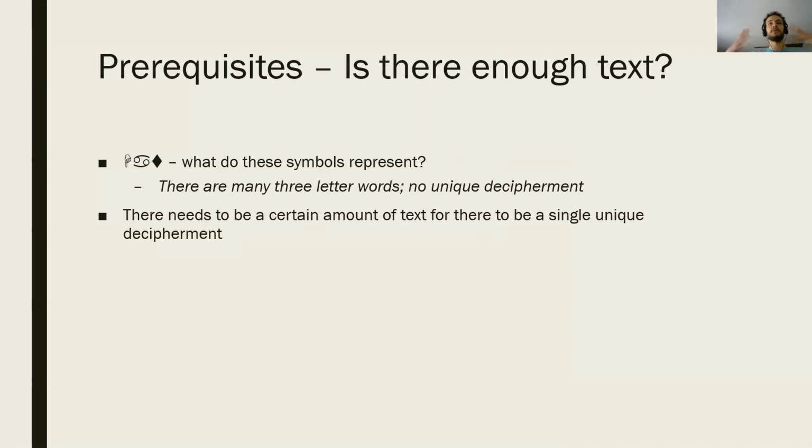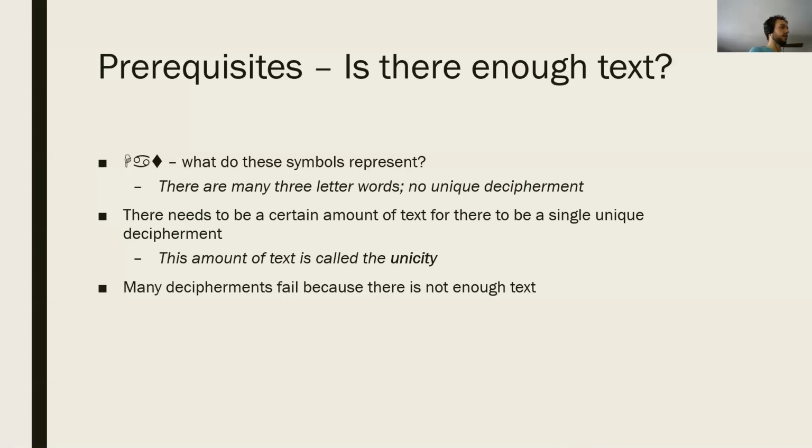But the more symbols you have, the less likely it is that there are multiple possible decipherments. The more text you have, the more narrow your search space is. So there needs to be a certain amount of text for there to be a unique decipherment. This is a concept from information theory, and this amount of text is called the unicity. It's the amount of text necessary so that there is only one possible decipherment for that text. So it's important that there is enough text for this to even be possible. And the more text there is, the easier a decipherment is to accomplish.